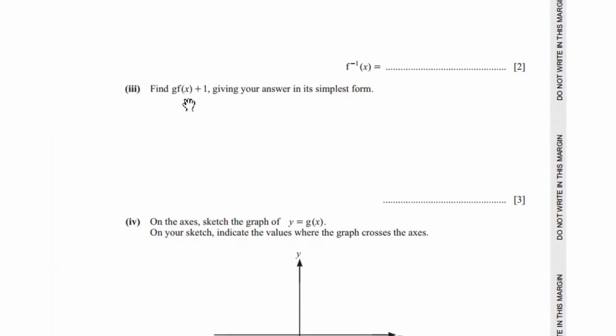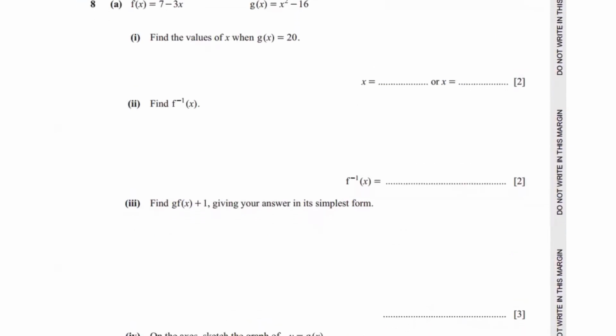Then it says find g of f of x plus 1, giving your answer in its simplest form. For g of f(x), we're substituting f of x into g, which means the domain of g of x now is f of x. So g of f of x is going to be (7 minus 3x) squared minus 16. The negative 16 comes as it is. As I said, we're replacing the domain of g of x with f of x. That's why instead of writing x squared, I'm writing (7 minus 3x) whole squared.